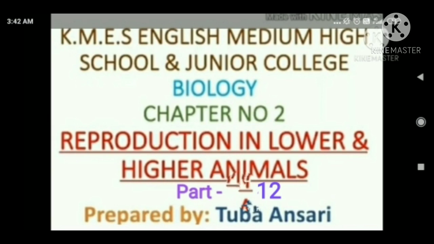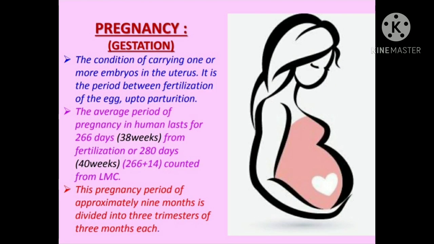Part 12 of chapter number 2, reproduction of lower and higher animals. Starting with the topic. Our topic is pregnancy. Pregnancy is the condition of carrying one or more embryos in the uterus. Carrying one or more embryos means the young ones in the uterus.